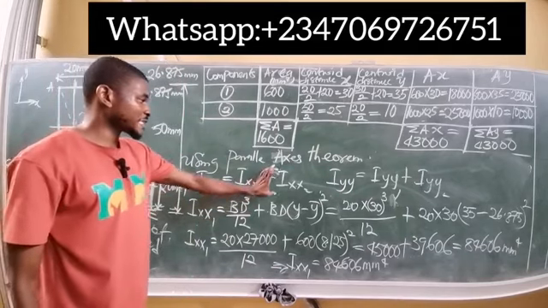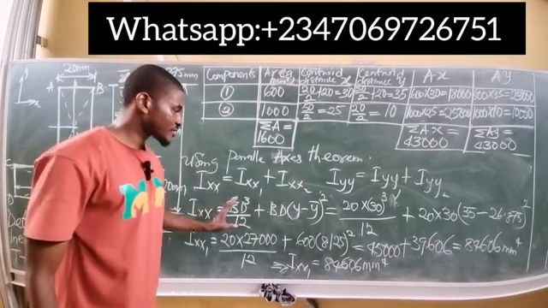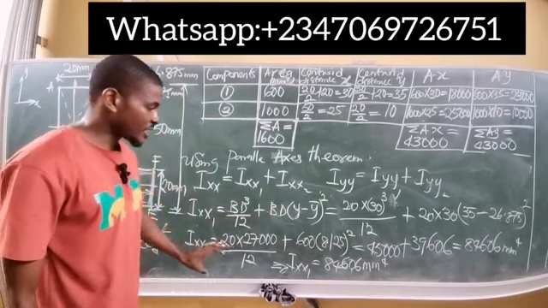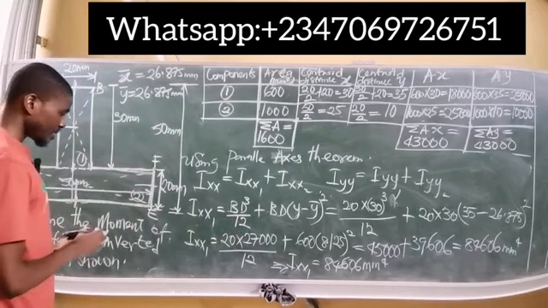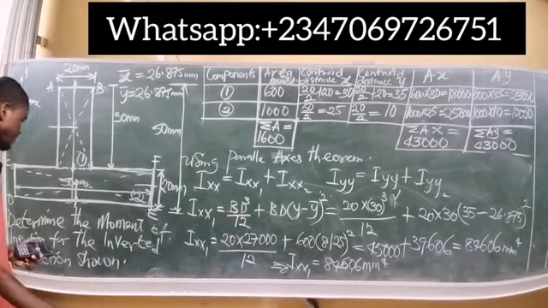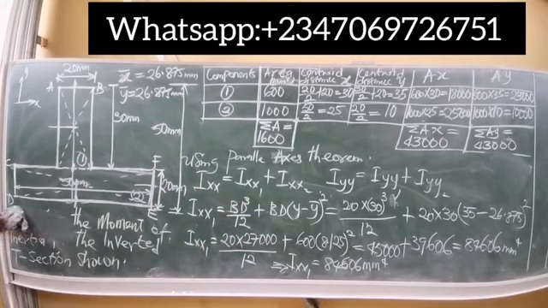Next is to find the moment of inertia for the second segment in the x-axis. Still the same theorem. So let's keep this moment of inertia to one side. I'm going to wipe out this question now.